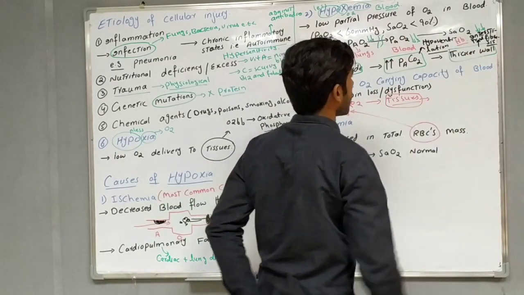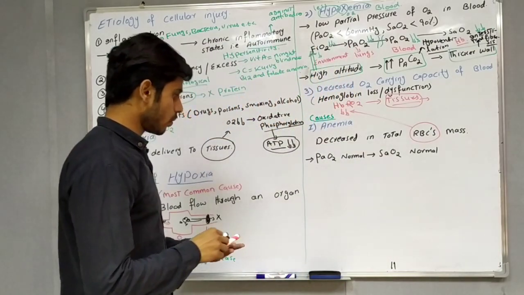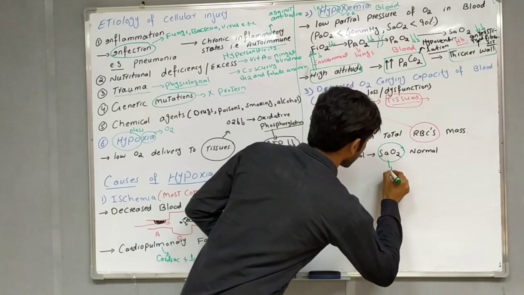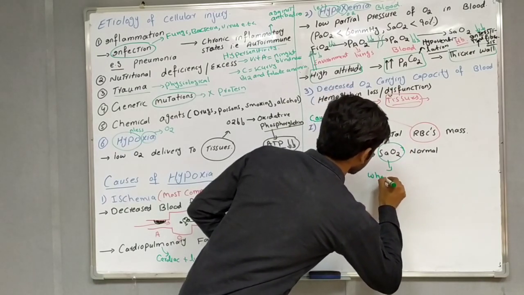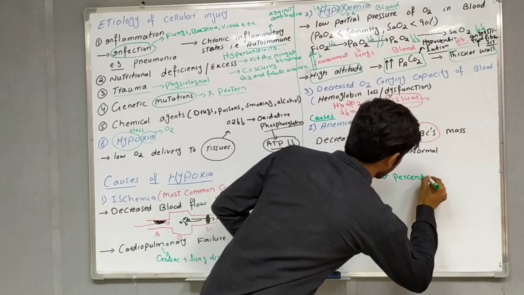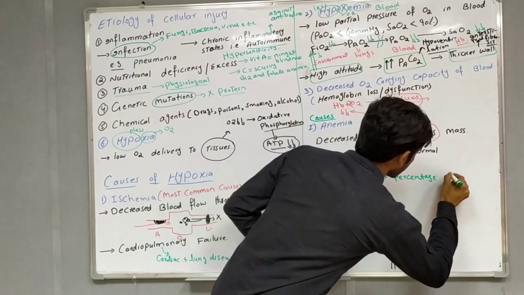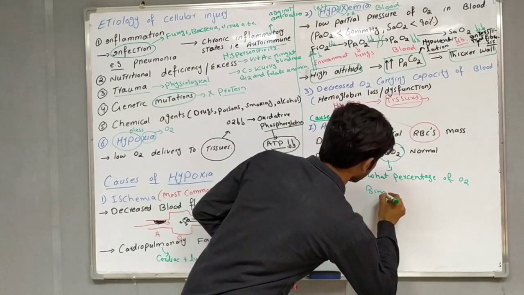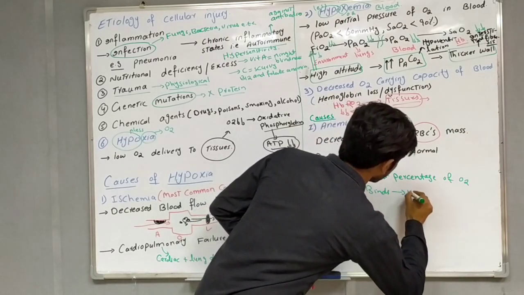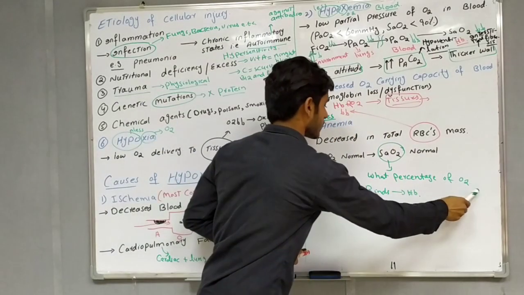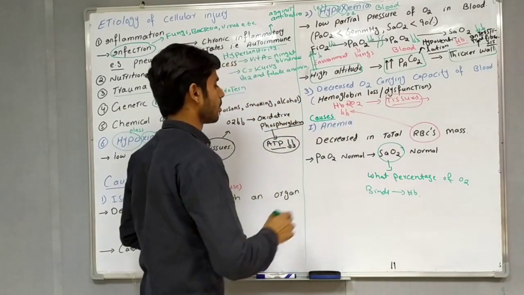SaO2 is also normal. What is SaO2? First we must know that. SaO2 is the percentage of hemoglobin that is bound to oxygen. What percentage of oxygen binds to hemoglobin? This is just the definition of SaO2. Now I will prove that.